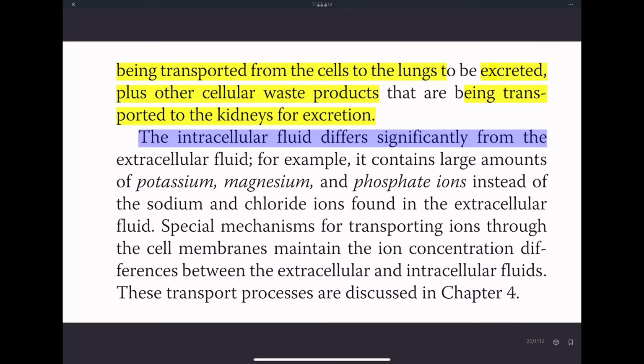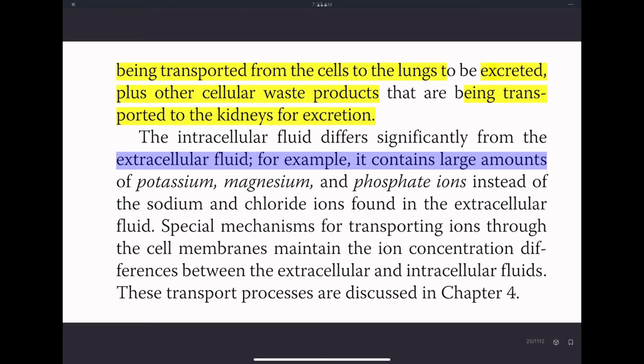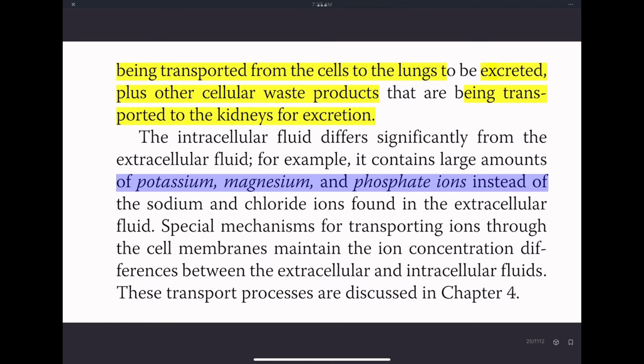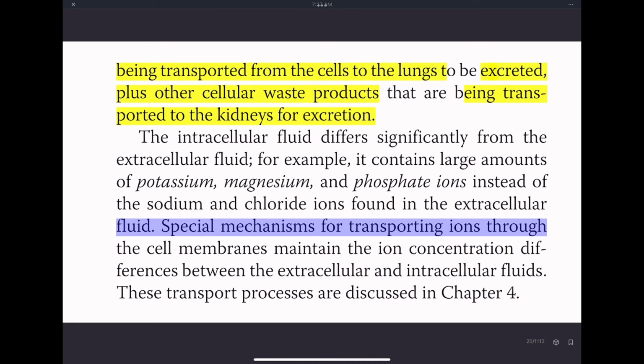The intracellular fluid differs significantly from the extracellular fluid. For example, it contains large amounts of potassium, magnesium, and phosphate ions instead of the sodium and chloride ions found in the extracellular fluid. Special mechanisms for transporting ions through the cell membranes maintain the ion concentration differences between the extracellular and intracellular fluids.